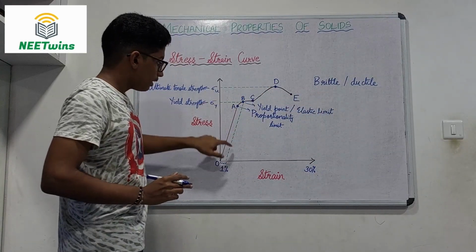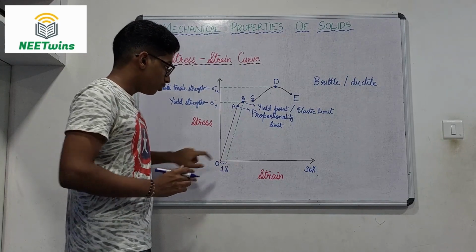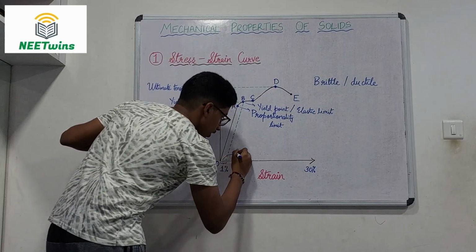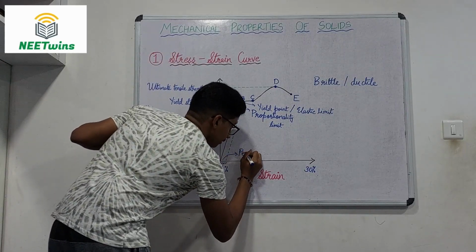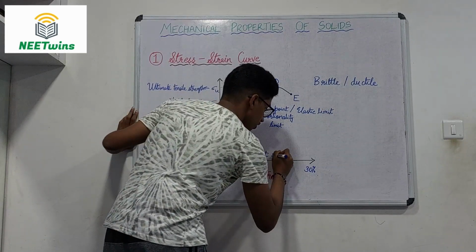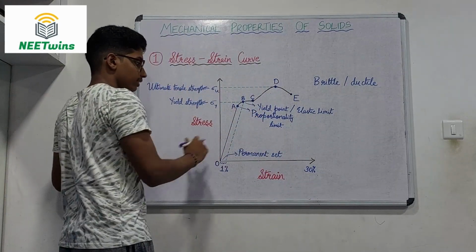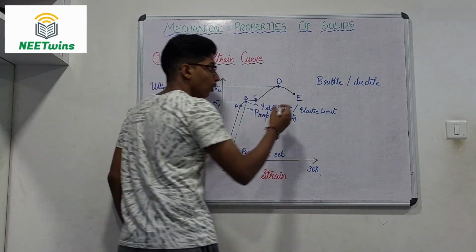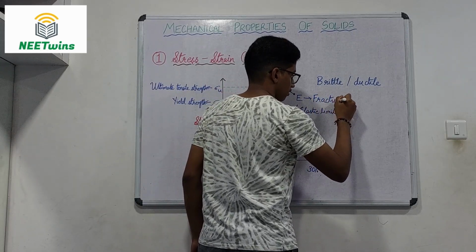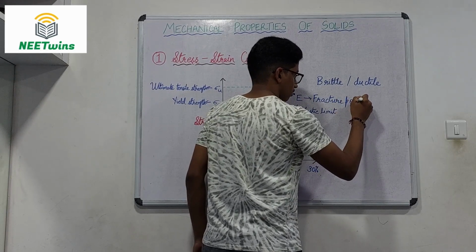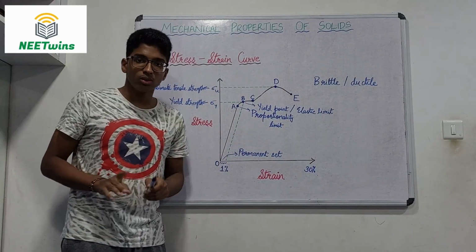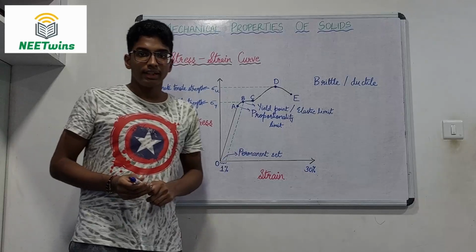Now over here at point B, I have written strain 1%. Now this means that for a zero stress, there is 1% strain. So the material is said to have undergone a permanent set. Why permanent? Because it cannot return back to its original dimensions even if the stress is made 0. Also, point E is known as the fracture point, because the material breaks at this point. So this was about the stress strain curve. I have just told the basic points, and that will be enough for the NEET exam.